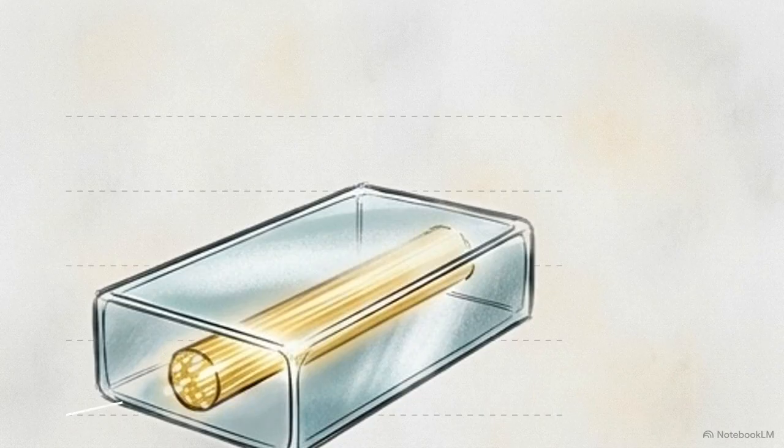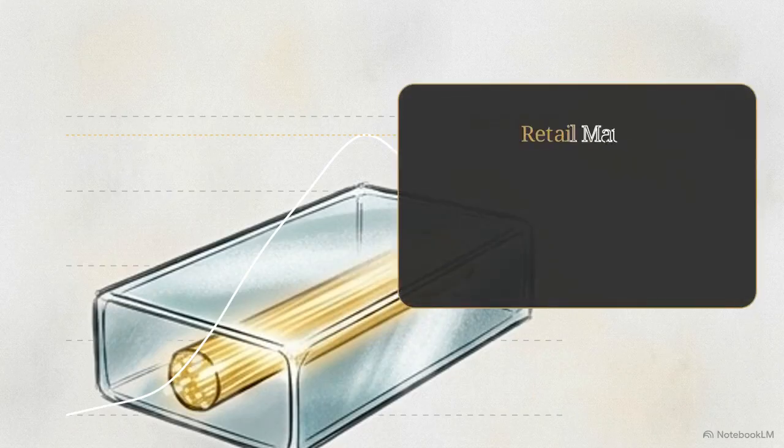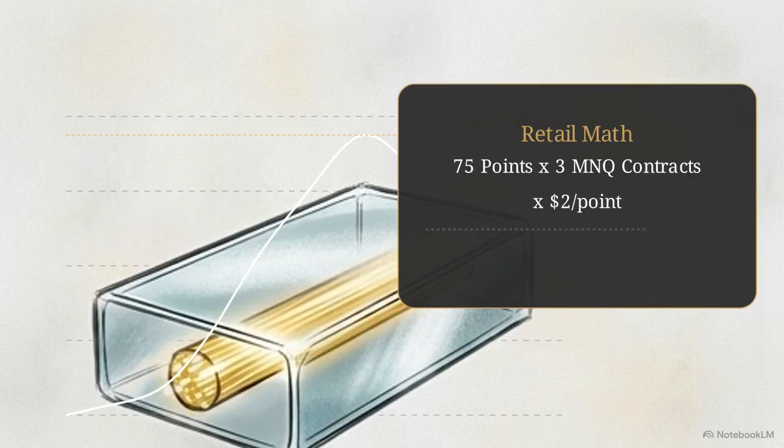Once the 28,805 level breaks, the momentum extension carries the price rapidly upward, reaching its absolute peak at the 28,855 level. This breakdown panel calculates the theoretical maximum of the trade, capturing the full 75-point move on 3 MNQ contracts at $2 per point equals a $450 payout.